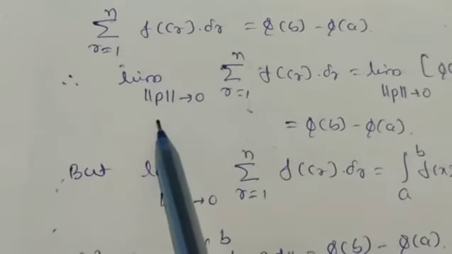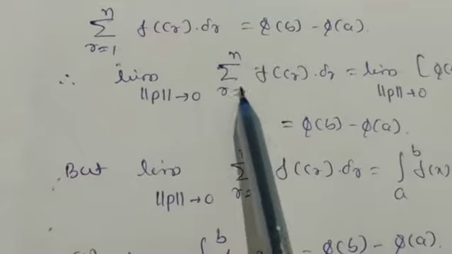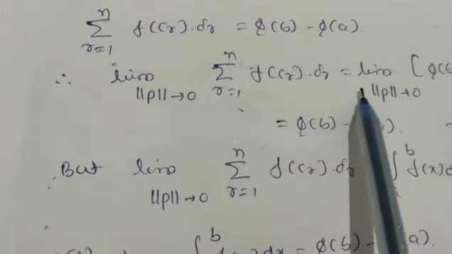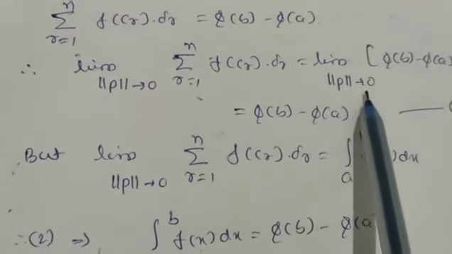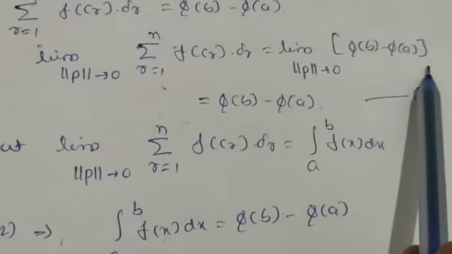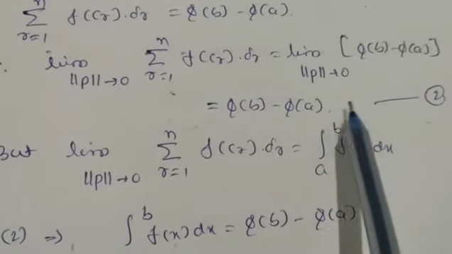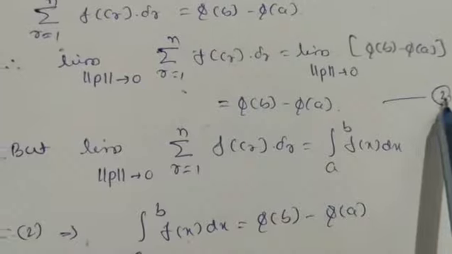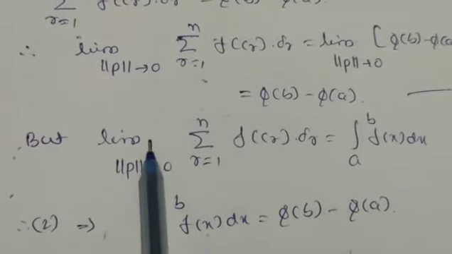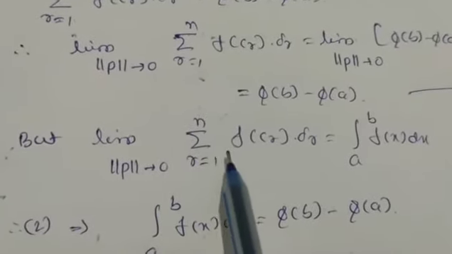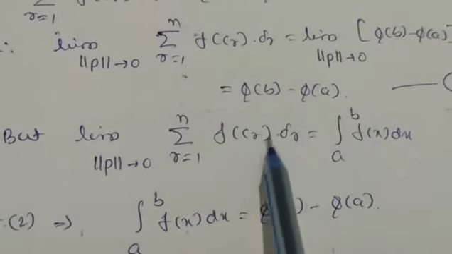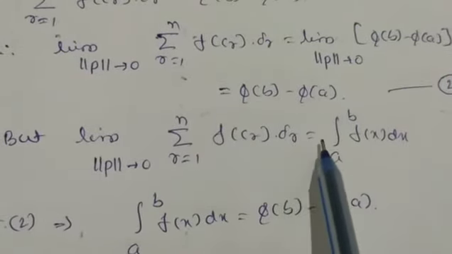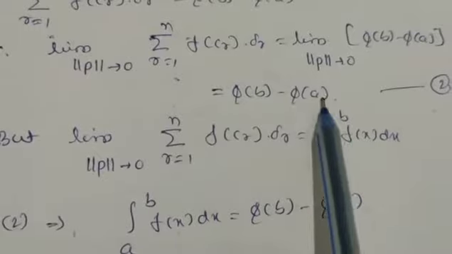So therefore the limit as norm P tends to 0 of the sum over r = 1 to n of f(cr) Δr is equal to the limit as norm P tends to 0 of φ(b) - φ(a). So it is equal to φ(b) - φ(a). Take this as equation number 2.